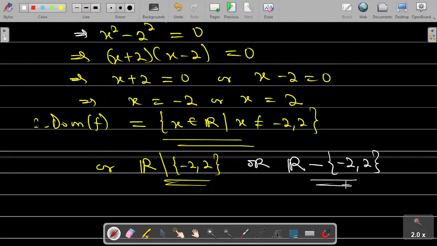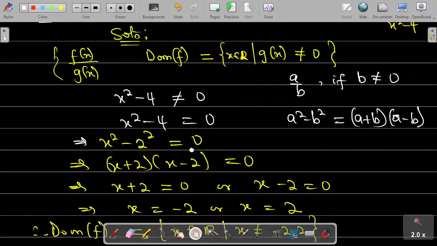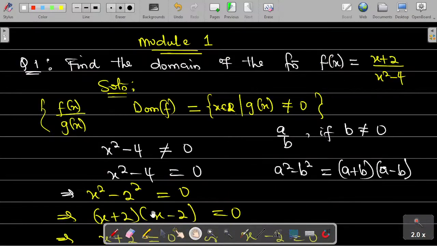So any of these three representations is equal to my domain. My domain now is the whole of the real numbers except minus 2 and positive 2. In other words, any other real number you put in this function is going to be defined except 2 and minus 2. And of course, you can check it.